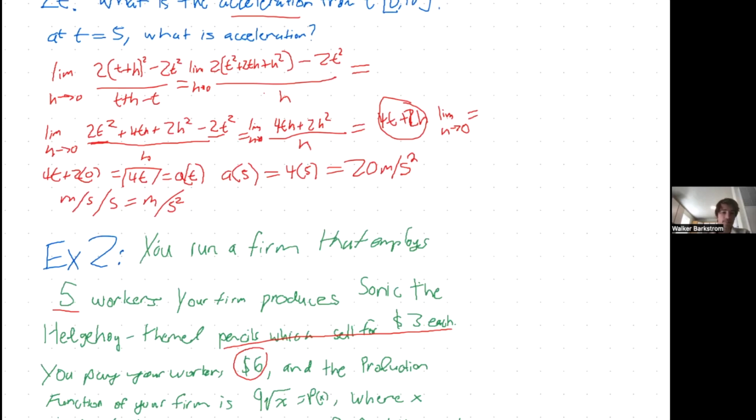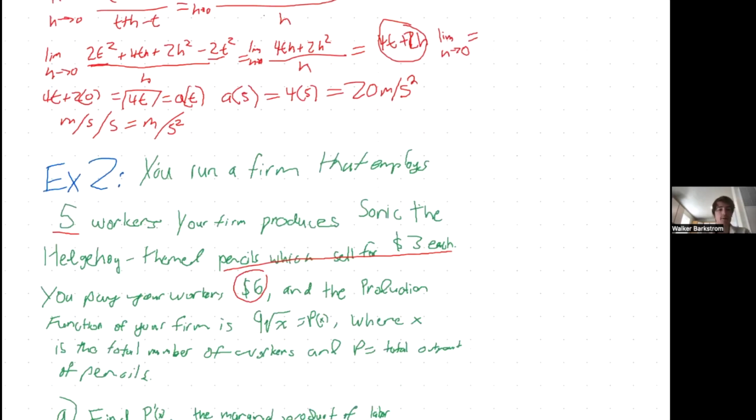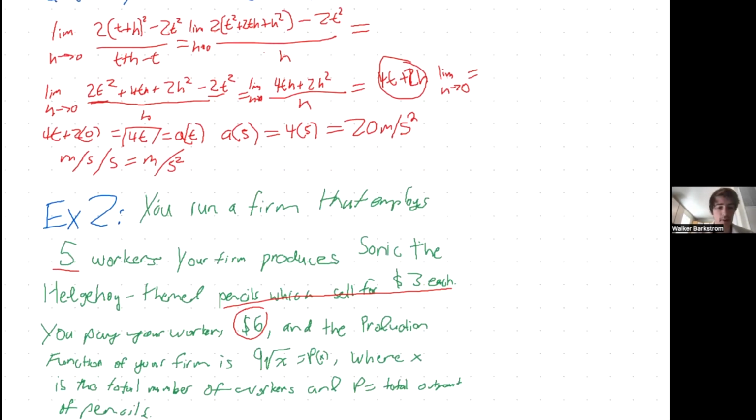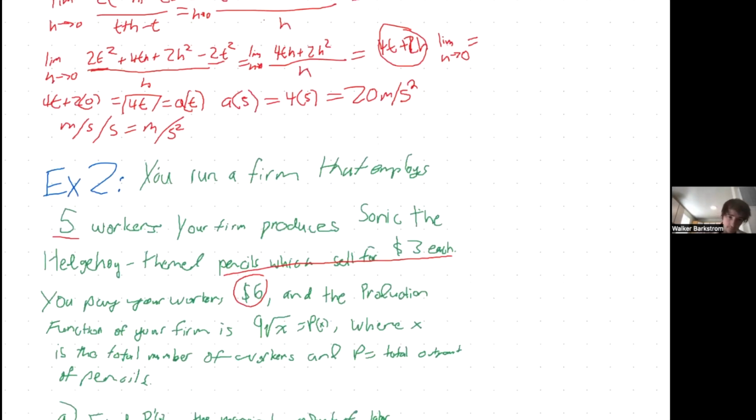Okay, so the first thing it's asking us to do is find p prime of x, the marginal product of labor. So this notation p prime just means the first derivative of p of x. This is a pretty common notation that you'll see more and more as you start taking more and more derivatives. So we want the derivative of 9 root x, which is our production function. That's the same thing as 9 times x to the 1/2.